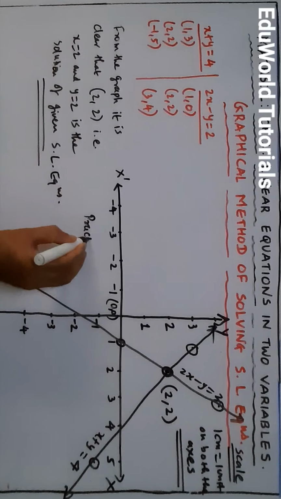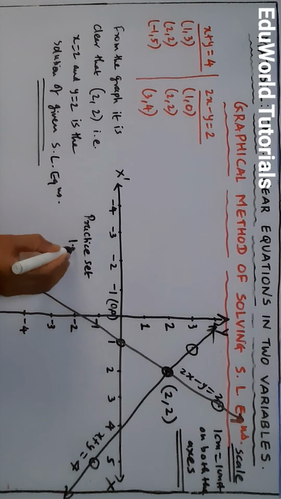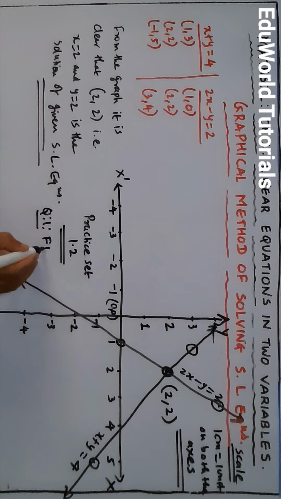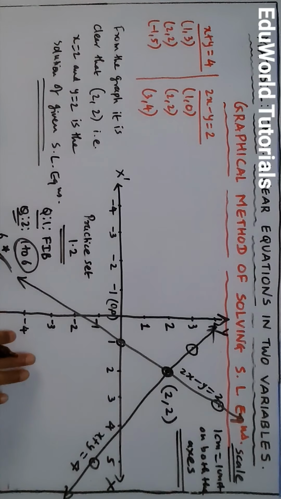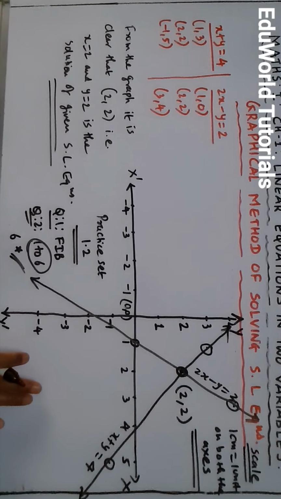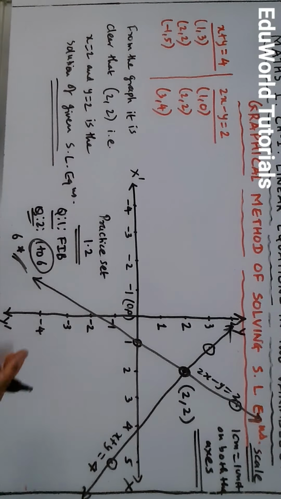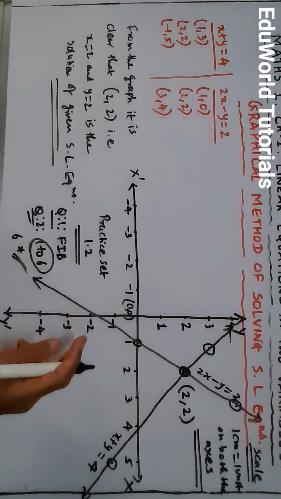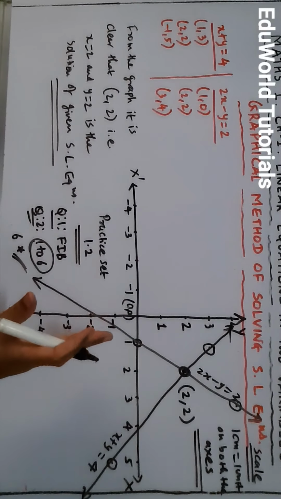In practice set 1.2, I expect you will be doing question number 1, which is a fill in the blank type of question, and question 2 contains questions 1 to 6, of which the 6th question is star marked. It may be a little bit difficult, but you must do these sums. Understand? The 6th question is a star marked question. I am just shifting the frame so that you can see. I hope you have understood how to do these sums by using the graph. You are actually using the graph paper and solving these sums.